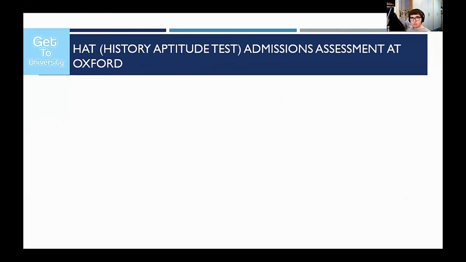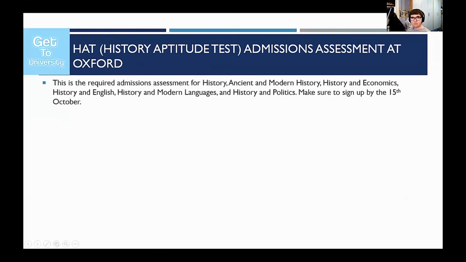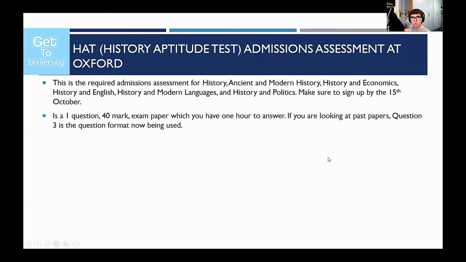And then in terms of the history aptitude test, which is only for Oxford, it's required for a number of subjects, including history, ancient and modern history, history and economics, history and English, history and modern languages, and history and politics. Same deadline. It's the same sort of drill. One question, 40-mark exam paper. You have 1 hour to do it.